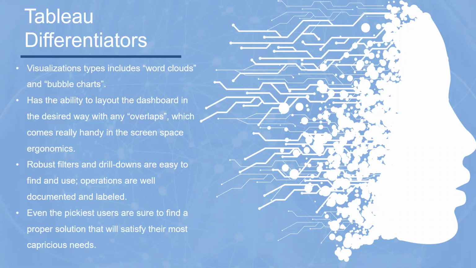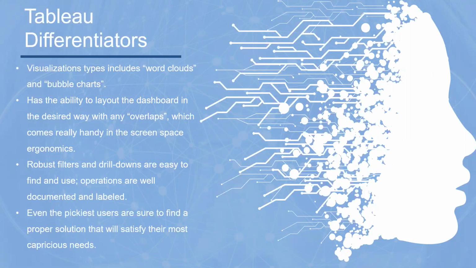Now, if you want to learn Tableau, what are the features that differentiate Tableau from the other visualization tools or BI tools? Tableau includes word clouds and bubble charts as visualization types, and it has the ability to lay out the dashboard in the desired way without overlaps, which comes really handy for screen space ergonomics.